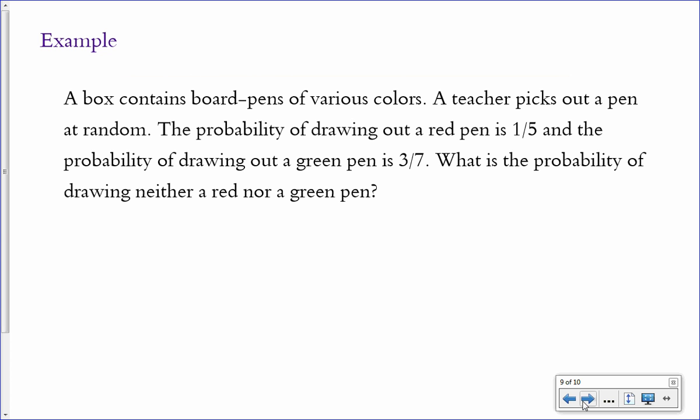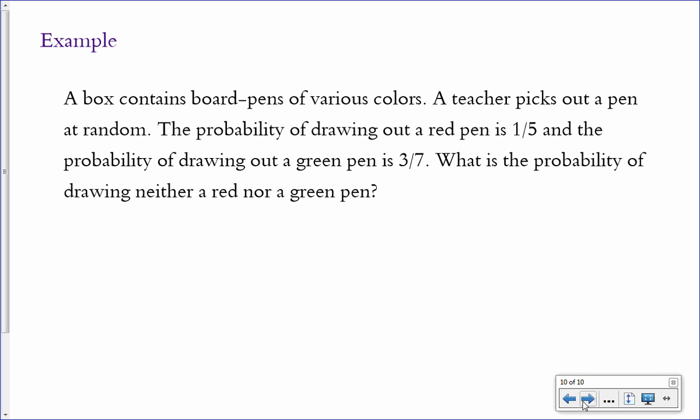And then the last example is actually pretty quick. A box contains board pens of various colors. A teacher picks out a pen at random. The probability of drawing out a red pen is 1/5, and the probability of drawing out a green pen is 3/7. What is the probability of drawing neither a red nor a green pen? Because a pen cannot be red and green at the same time, if I'm trying to visualize this as a Venn diagram, I can have mutually exclusive events, red and green, and then everything outside of these circles is other, right? So the probability of drawing out a red pen is 1/5, and the probability of drawing out a green pen is 3/7. So what is the probability of drawing neither a red nor a green pen?